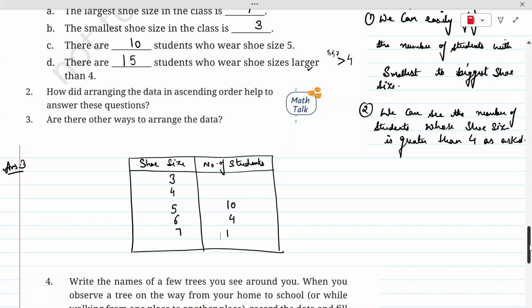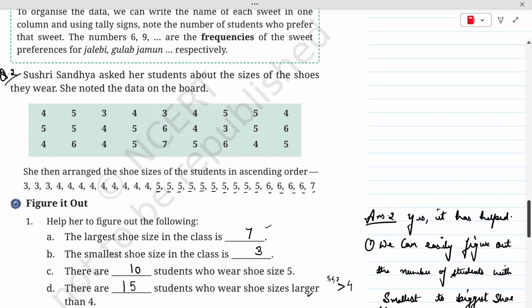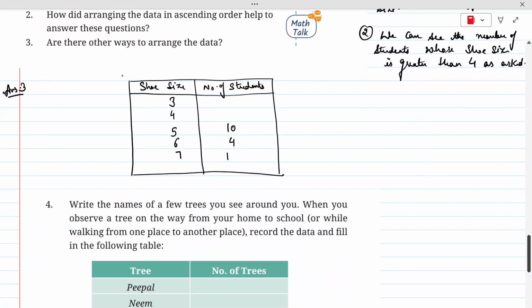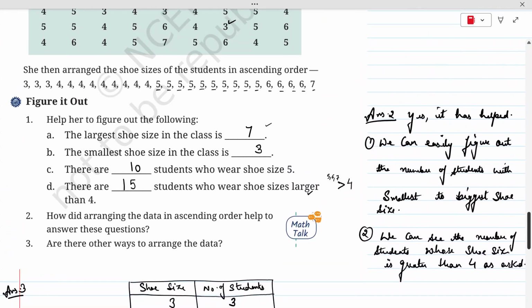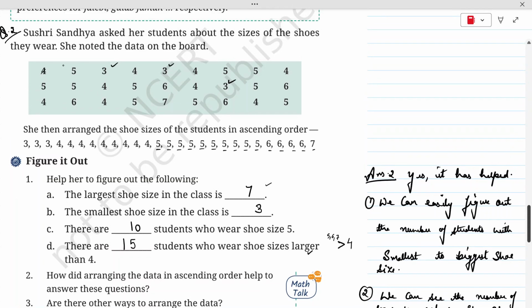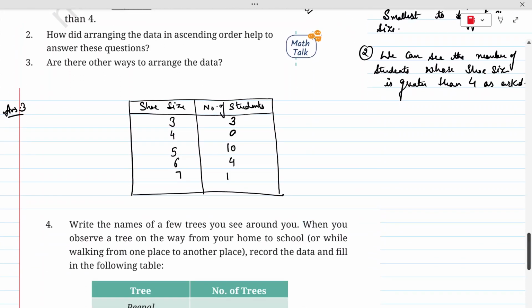Now let's see the number of 3s and 4s. So number of 3s are 1, 2 and 3. Number of 3s are 3. So I'm writing 3 here. Number of 4s, let's see the number of 4s here. This is 1, 2, 3, 4, 5, 6, 7, 8 and 9. So the number of 4s are 9 here. Okay. Similarly, we can find out 5, 6 and 7. So this is another way we can find out the number of students with their shoe sizes.